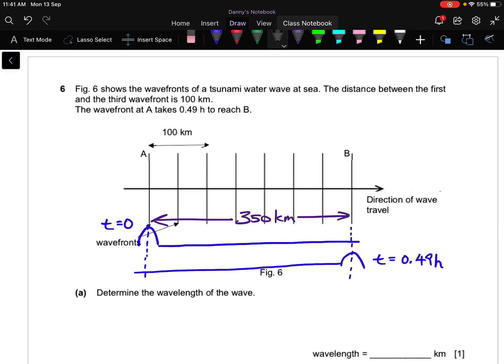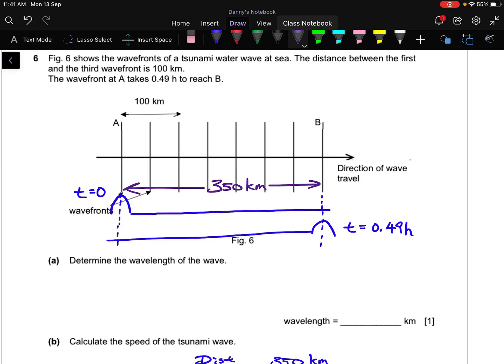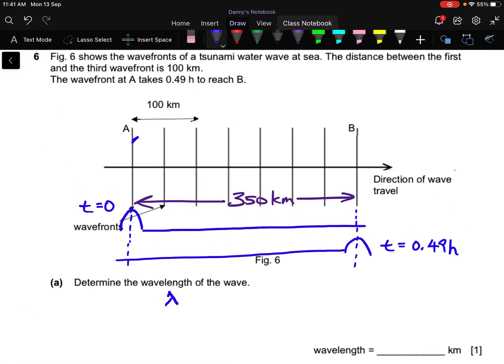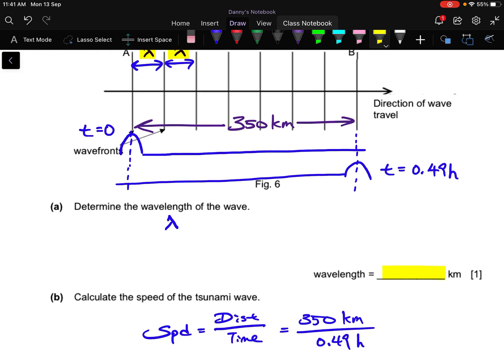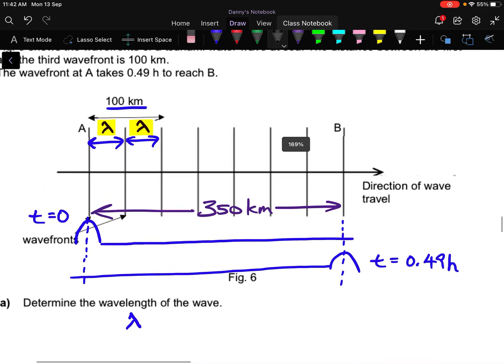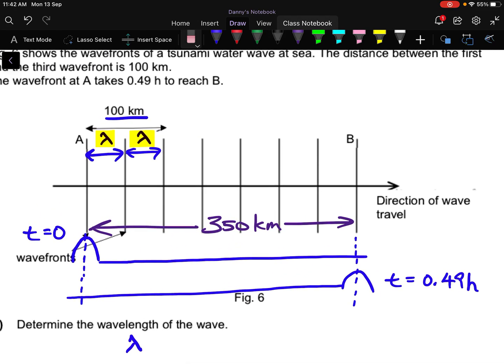For question 6, many of you have done a great job. If you look at part A to find your wavelength, many of you remembered that this is one wavelength. So 100 kilometers is for 2 waves, and you'll be able to get this answer. Most of you encountered an issue with the speed. Some of you tried to solve it with v equals f lambda. Yes, you know the lambda, but there's no information given for frequency. So what you need to do is interpret this diagram.